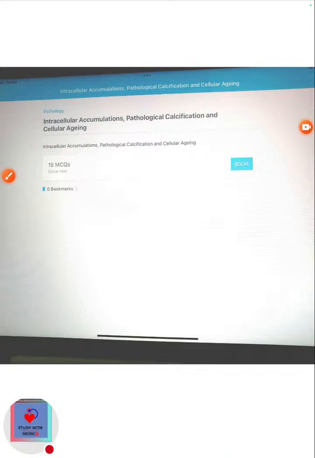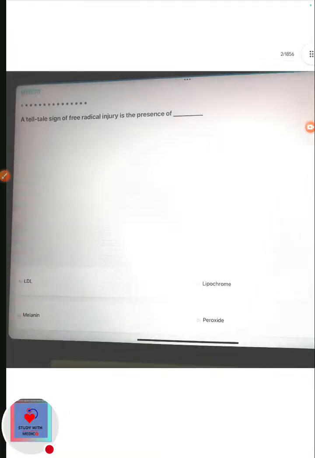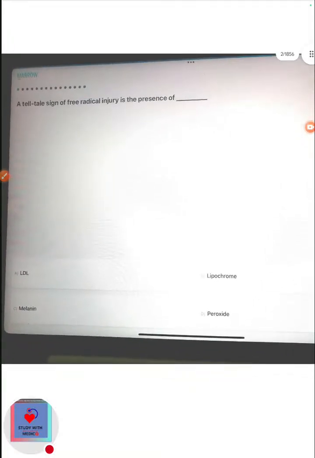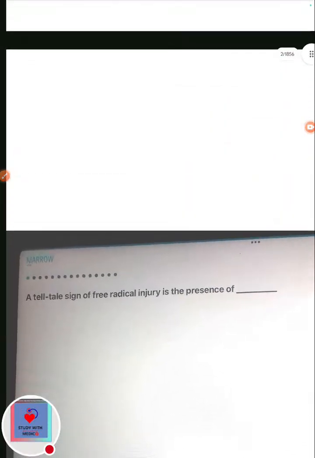So intracellular accumulations, pathological classification, and cellular aging. Yes, so you can see now. So let's continue. Today we are going to discuss the pathology questions. So first, starting with the chapter. I think the screen is clear to you.